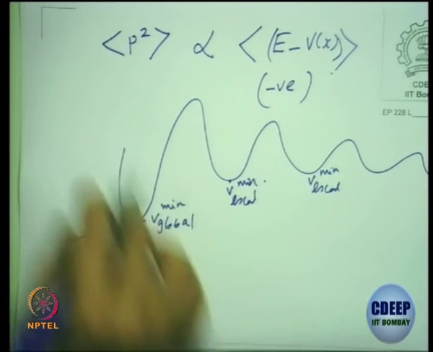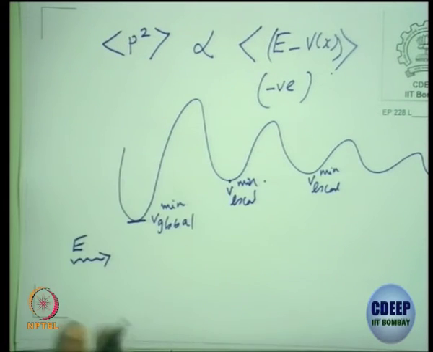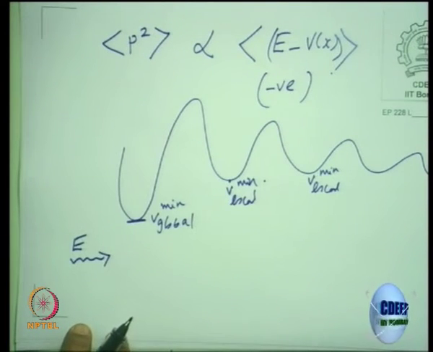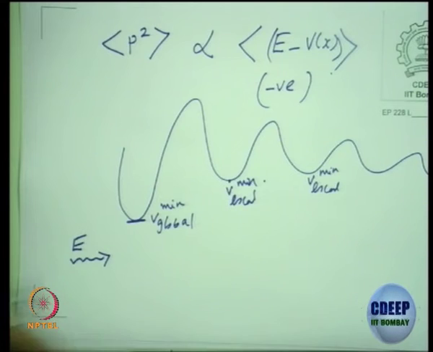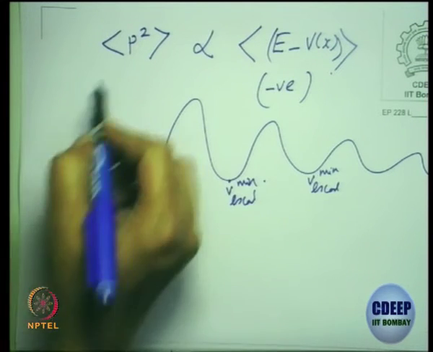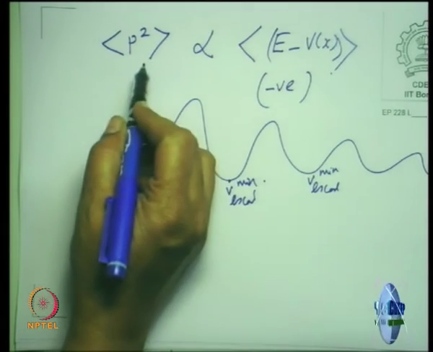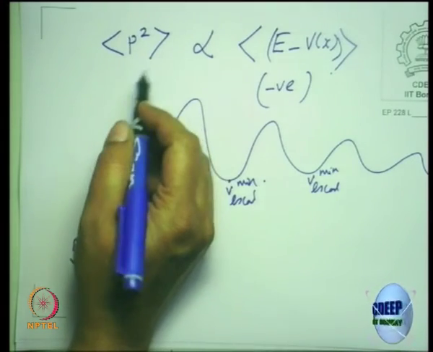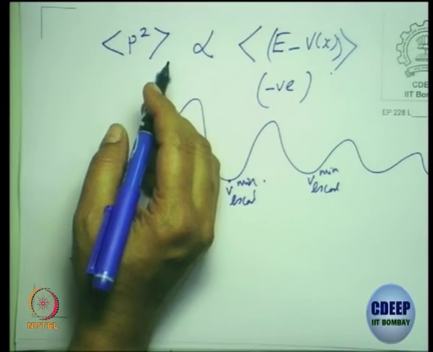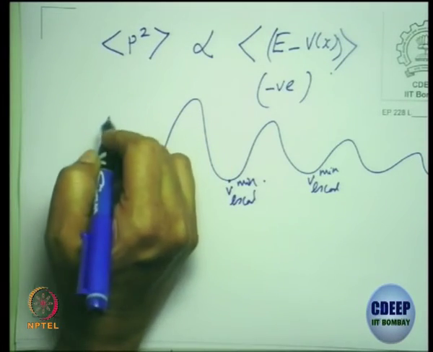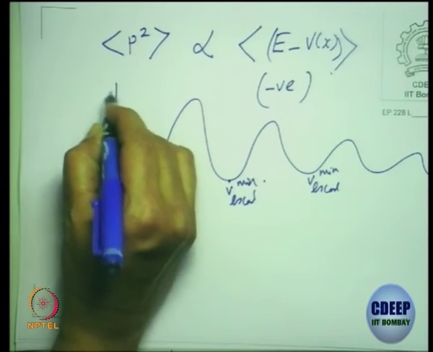What about the left hand side? P squared expectation value, can it become negative? Why? P squared is positive definite, right? It's not an imaginary number. P was not imaginary. P squared will always be positive. So if you find the expectation value of the square of any observable operator, it will always be positive.